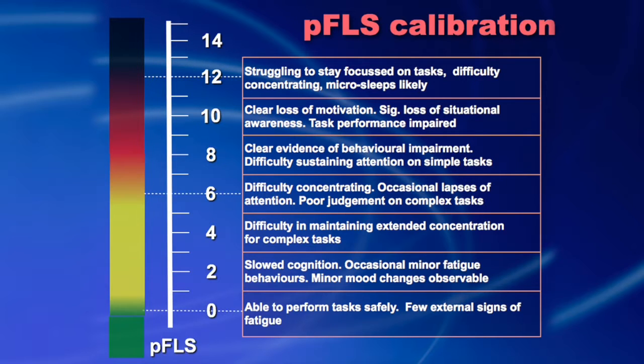However, as that fatigue likelihood score goes up, from 2 to 4 to 6 to 8, you will see that the behavioural anchors associated with that show a spectrum increase in the effects of fatigue. So you will see at a fatigue score of 2 that there will be slowed cognitions, occasional minor fatigue behaviours, and there may be minor changes that are observable in the individual's on-the-job performance.